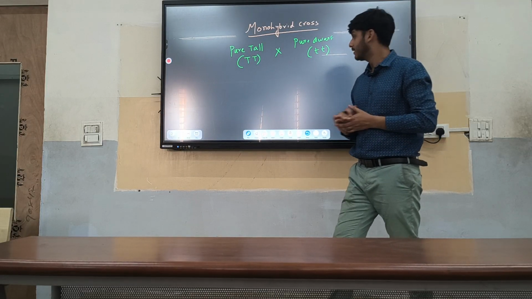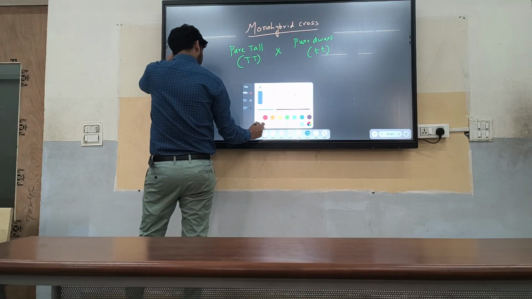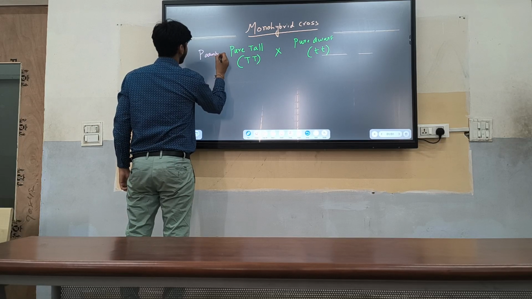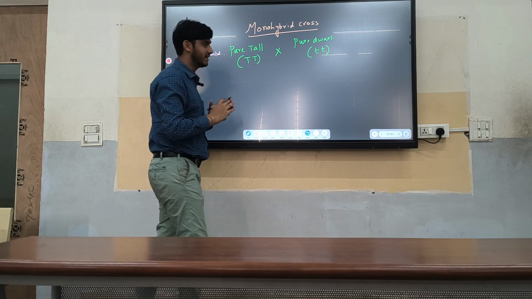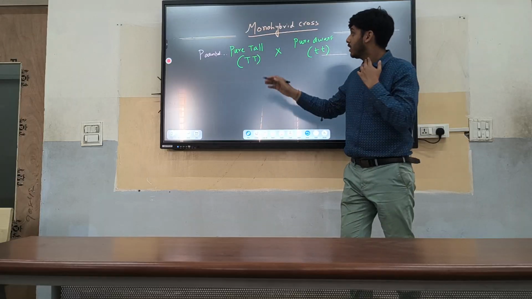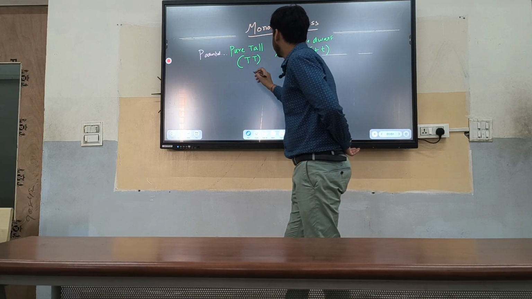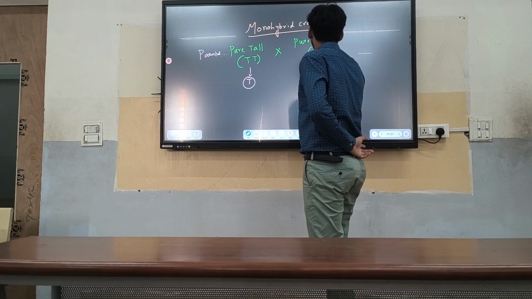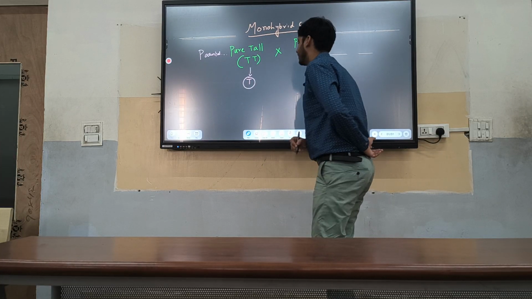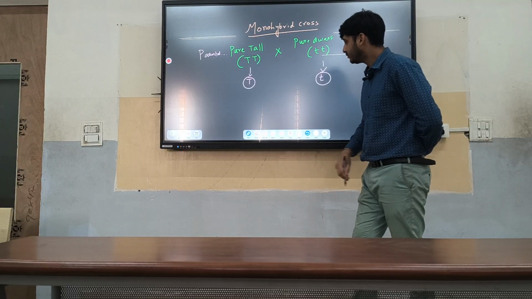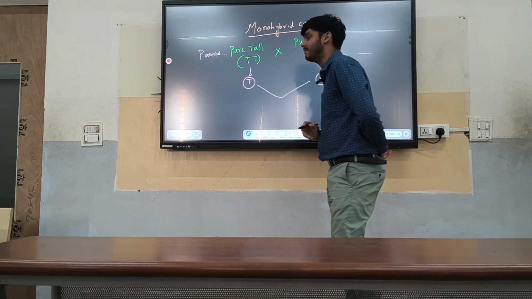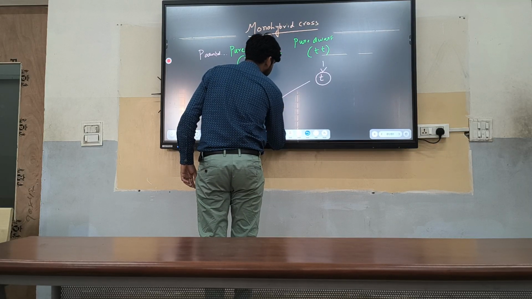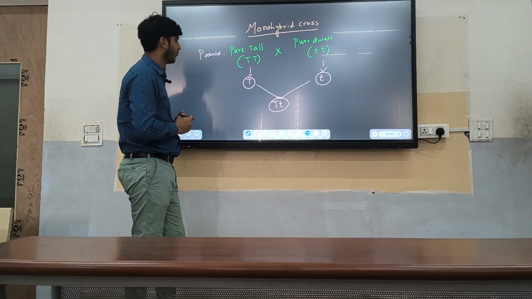This is the genotype, and this is known as the parental generation. This is the parental generation. Obvious thing that from this we will get a capital T gamete, and from the pure dwarf we will get a small t gamete. Okay. So this capital T and small t gamete will fuse. Okay. That will produce a capital T and small t genotype.